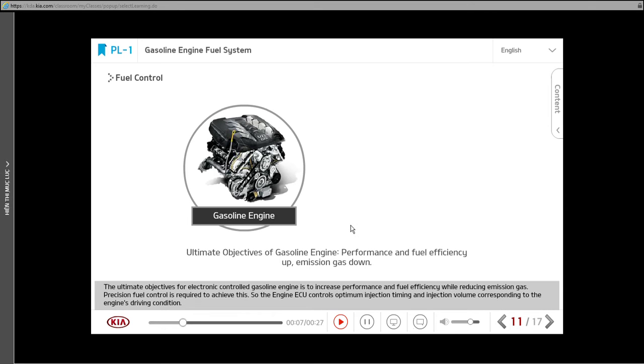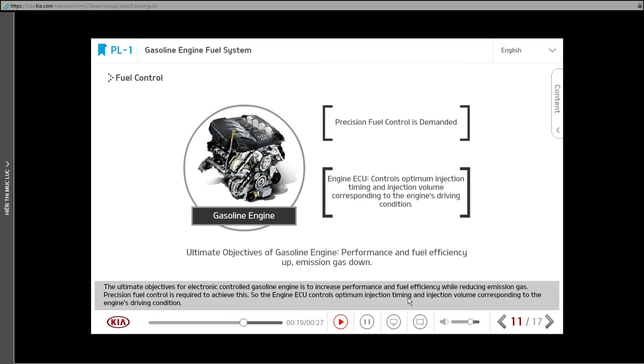The ultimate objectives for electronic control gasoline engine is to increase performance and fuel efficiency while reducing emission gas. Precision fuel control is required to achieve this. So the engine ECU controls optimum injection timing and injection volume corresponding to the engine's driving condition.